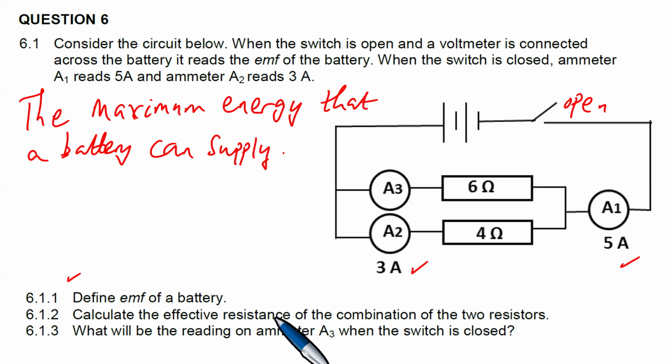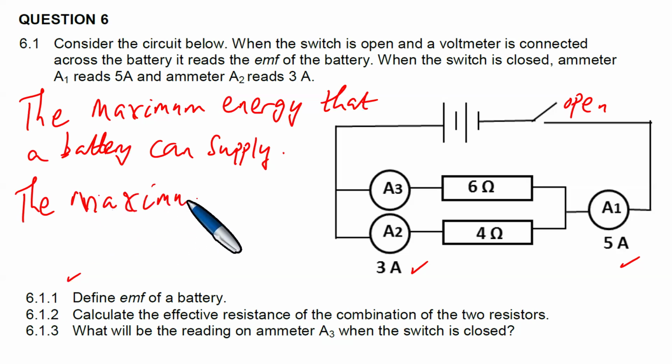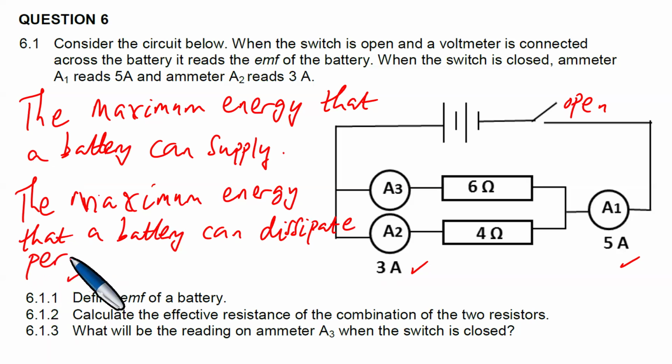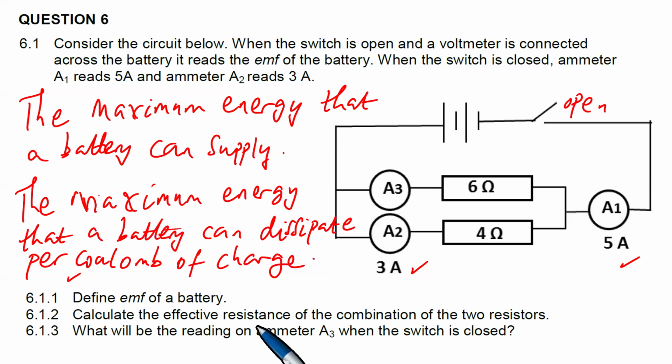There are also many ways you can say it. It is the maximum energy that a battery can dissipate per coulomb of charge. All right, so that's what we have.